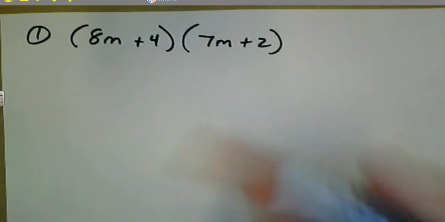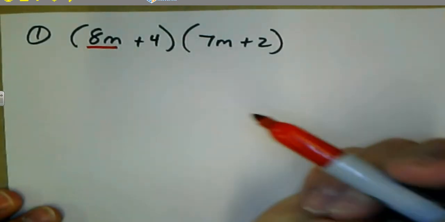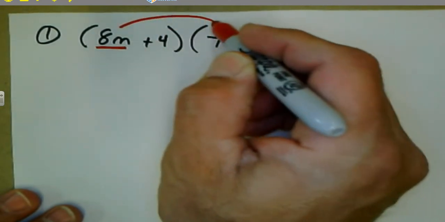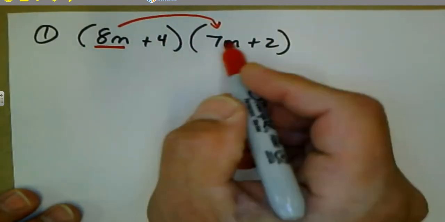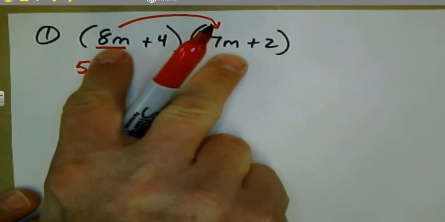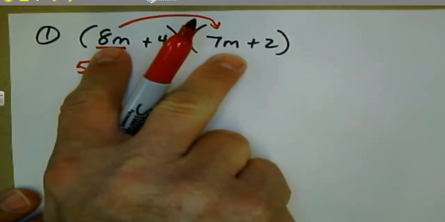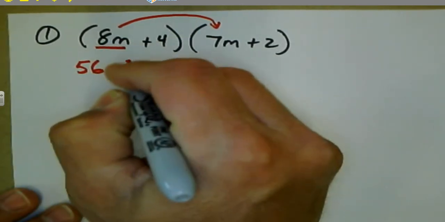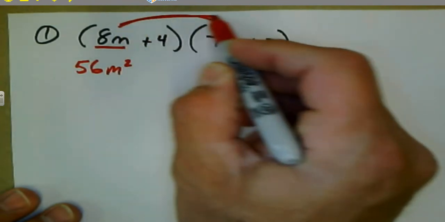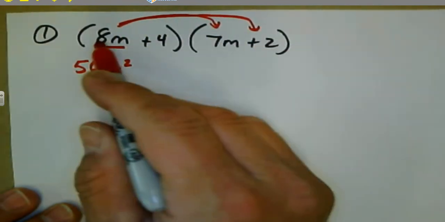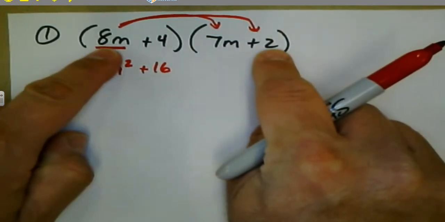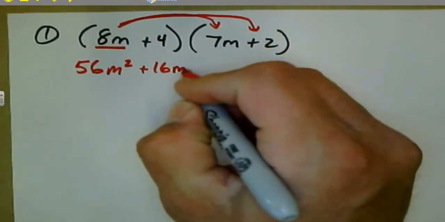Here we go. So we're going to take the very first term and we're going to multiply it by each term on the other side. So 8 times 7, 56. Together they have 2 m's. 8m, 7m, so there are 2 m's. So 56m to the second power. Then we're going to multiply it by the second term. 8 times 2, 16. They only have 1 m together. We put an m on it.